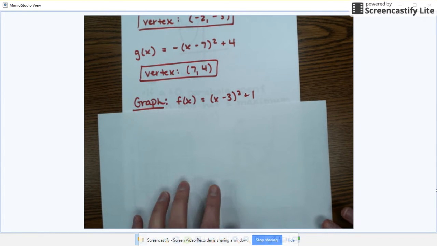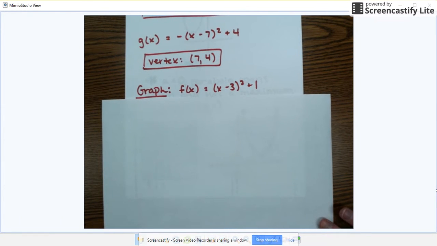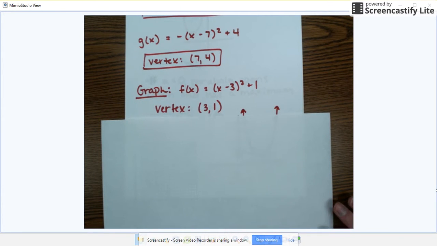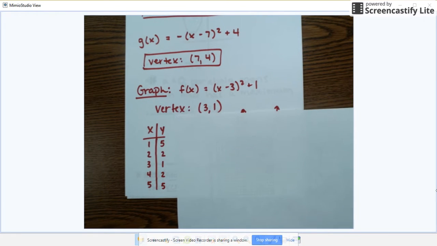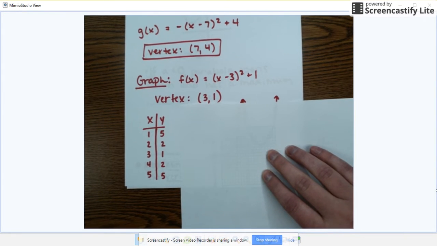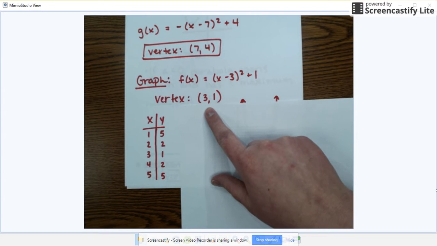We're going to graph again. This time we can find our vertex a little easier. So when we go to graph a parabola, remember to find the vertex first. Well, given in vertex form, your vertex is 3, 1. So our xy table is going to be a little easier to set up. We don't have to do as much work to find that middle point.